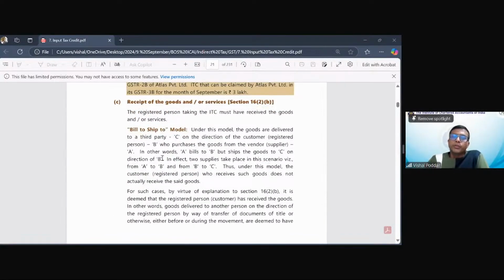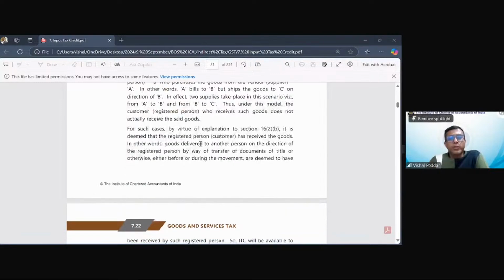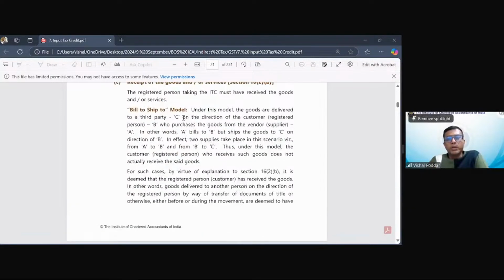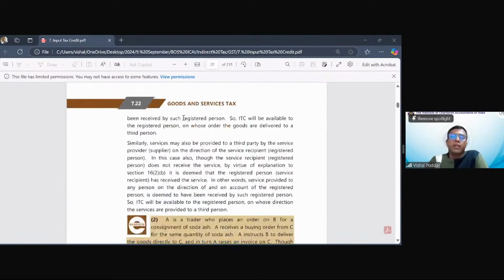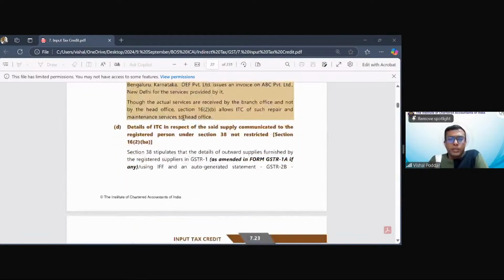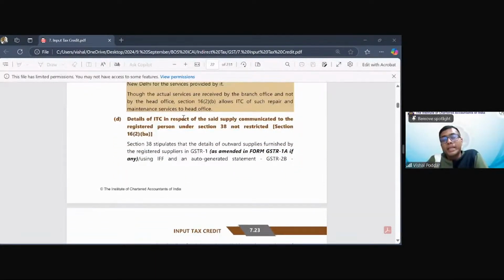So this is our third condition, that the goods or services should have been received by you. In that, there are 2 special scenarios. One is bill to ship to, and one is when it is delivered in lots. Now coming to the next very recently amended condition.